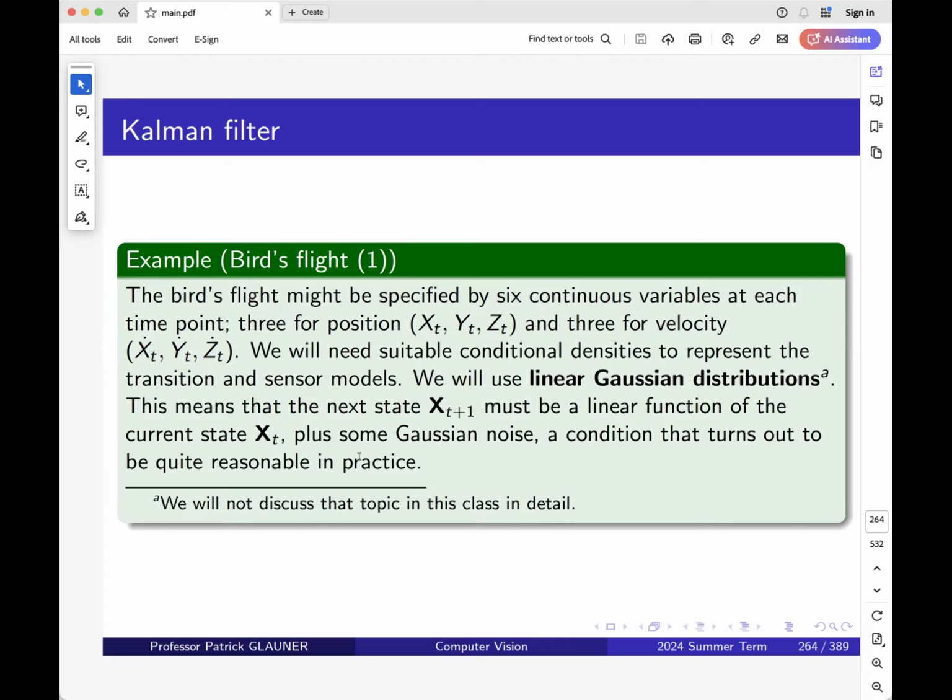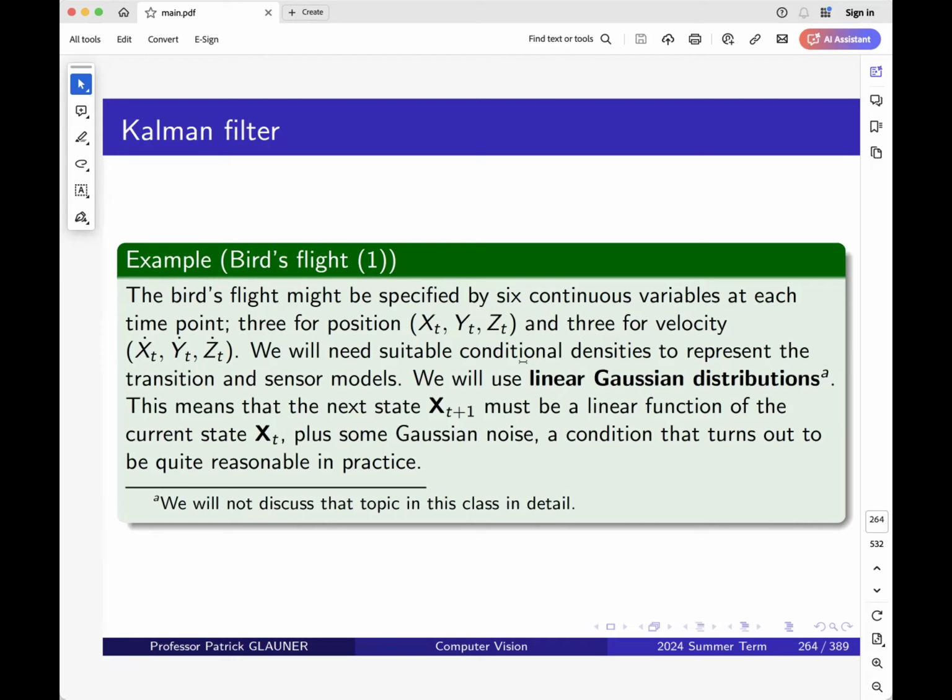We need conditional densities to represent our transition and sensor model. So they will be more complex because we need to be able to handle noise. And what we are using are so-called linear Gaussian distributions. This is all based on Gaussian distributions that we see soon, and the linear Gaussian distributions make a few extensions to this. We're not explaining linear Gaussian distributions in detail, rather the few points where I need them. I just highlight why this is a linear Gaussian distribution.